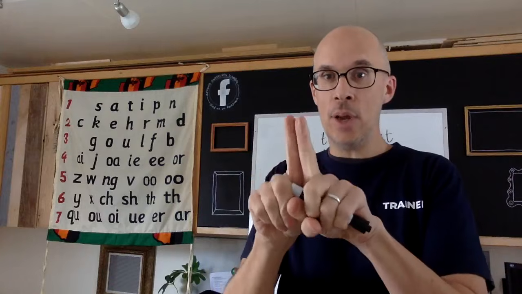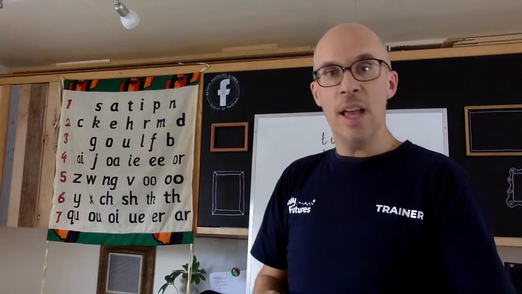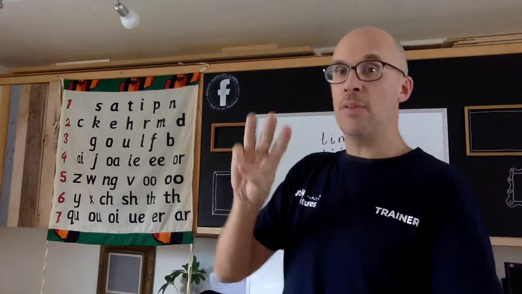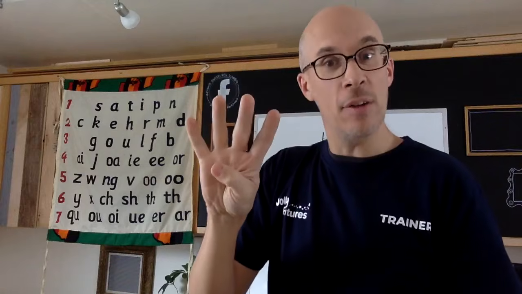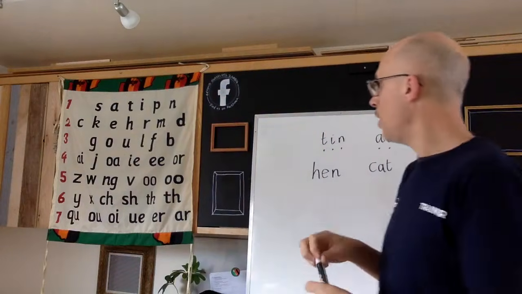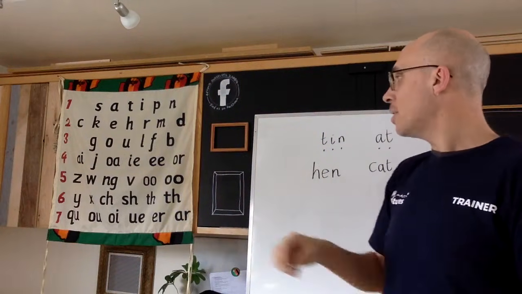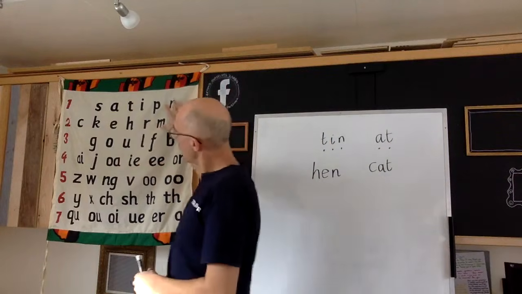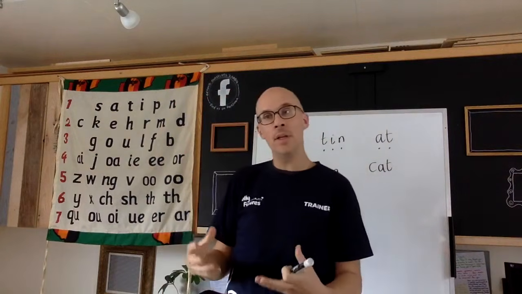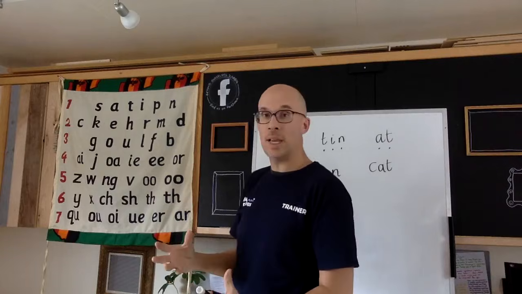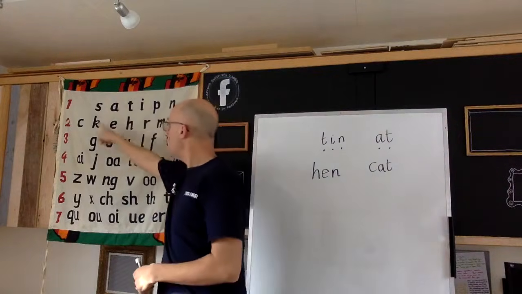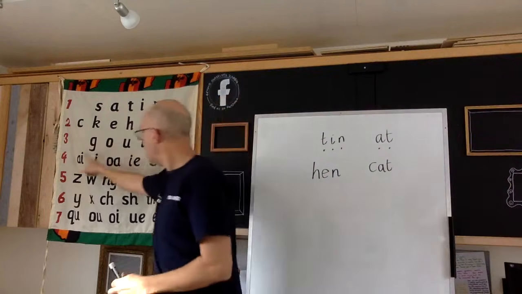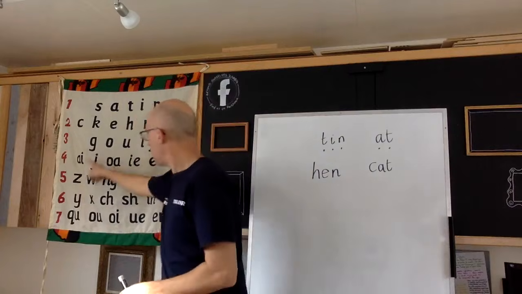Di means two here, so digraph. If you've got three, it's called a trigraph. And if you've got four, it's called a quadgraph. There you go, an extra fact for you. But when we're teaching the sounds of English, we're starting off with the most common spellings for all of these sounds. And so we've got single letter sounds, and then we've got double letter sounds, or these digraphs, okay?